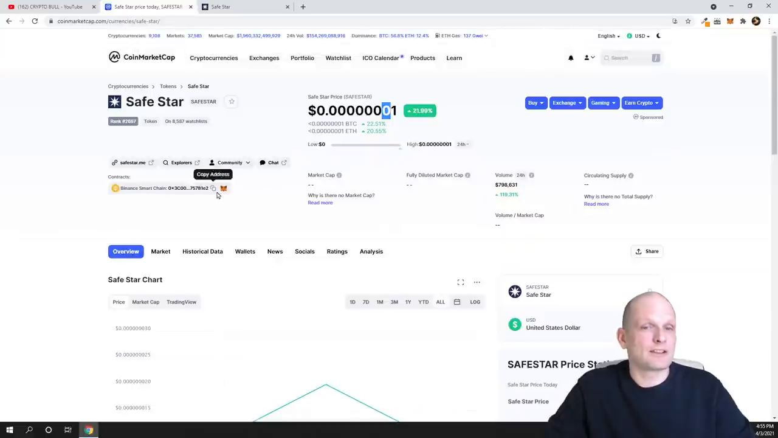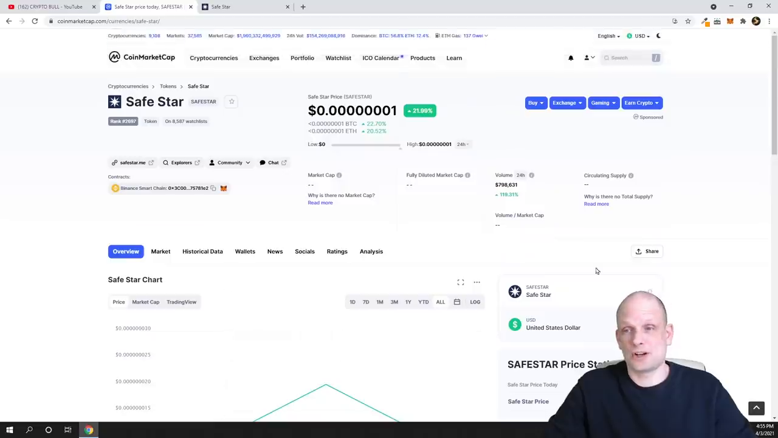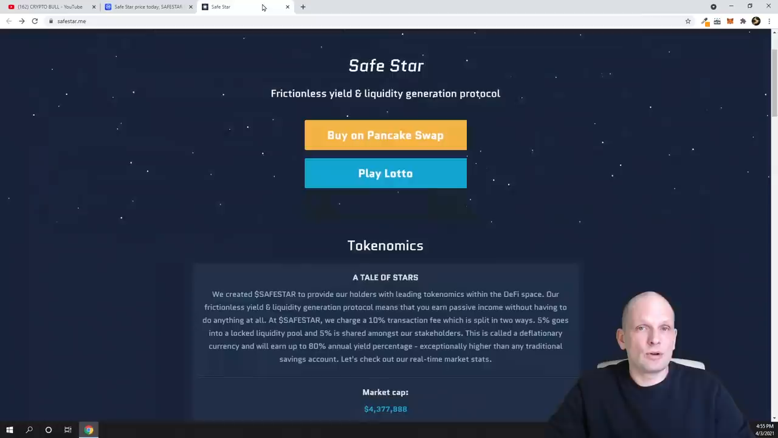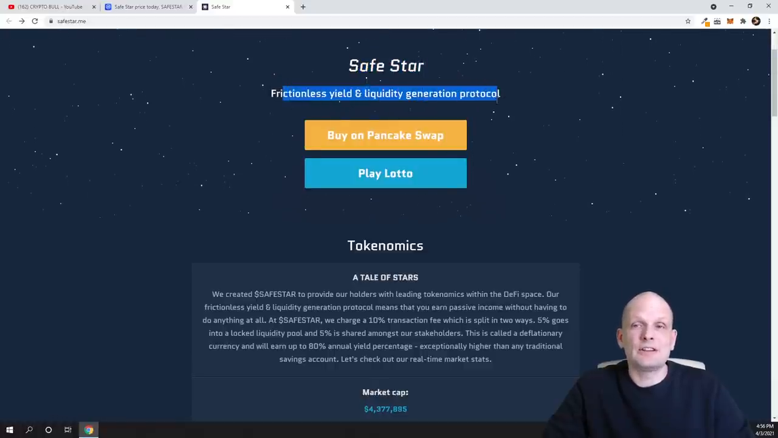It is located on Binance Smart Chain, and if you are interested in getting it, here is the contract address. If you go into CoinMarketCap, you can click here on copy address, and you will get the contract address of this cryptocurrency. It has been listed on CoinMarketCap only on the 20th of March. I'm not sure how much is in circulation, but I decided to throw a couple of $100 into this cryptocurrency and invest in it, because it is actually generating more of this cryptocurrency just by holding it.